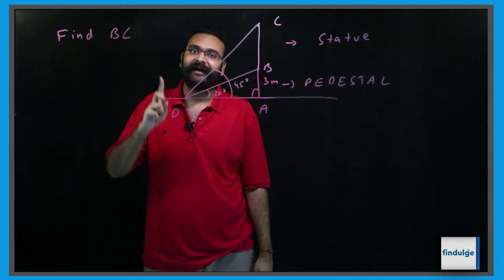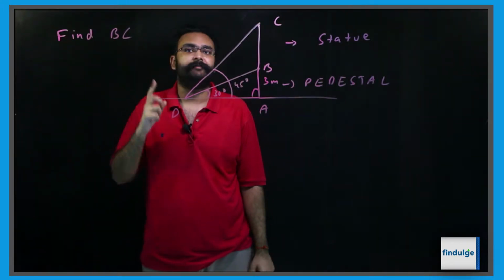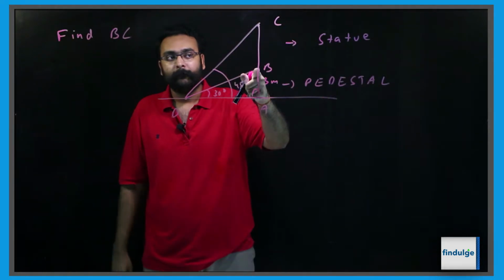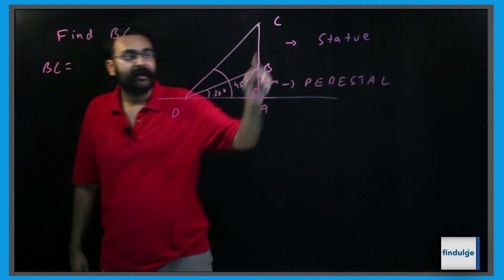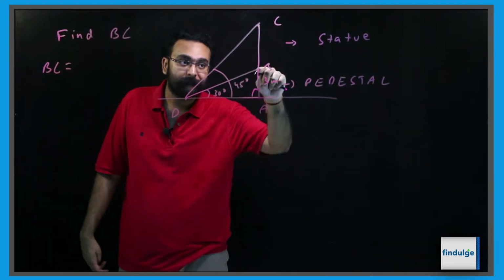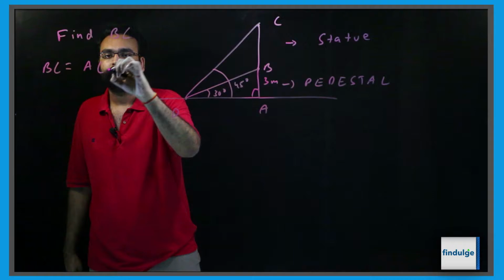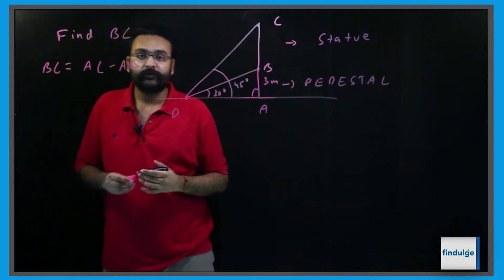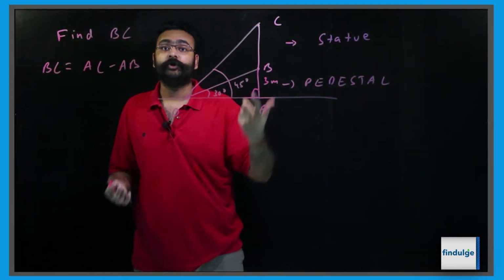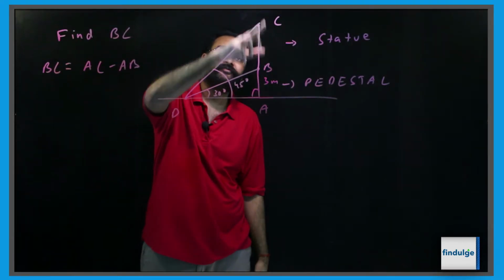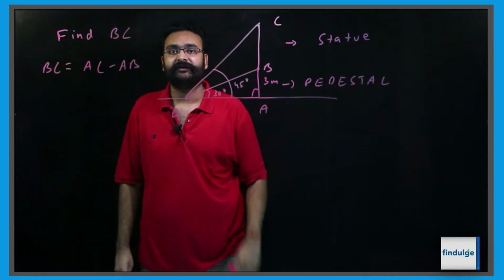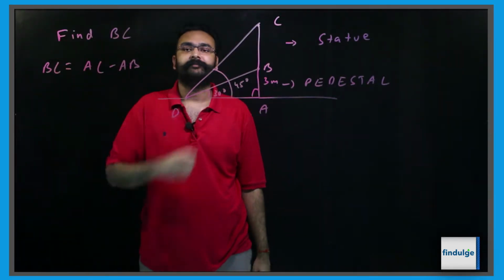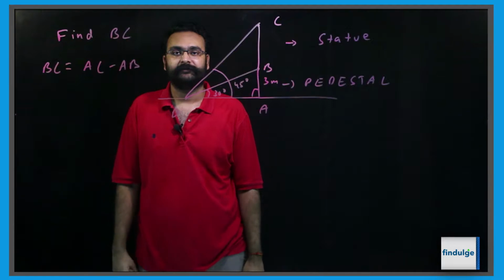So like the Banks question, we need to think and be clever that okay, BC can be calculated as AC minus AB. And the reason we do that is, well, we already know AB, and if I can find AC, which should be possible since it's a right angle triangle, then I'll simply subtract and get my answer. So let's do it like that.